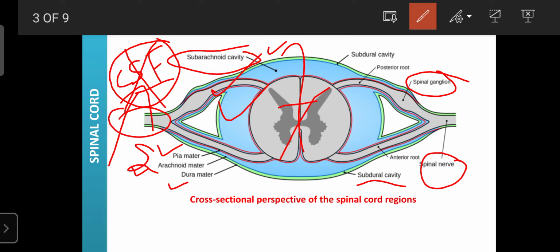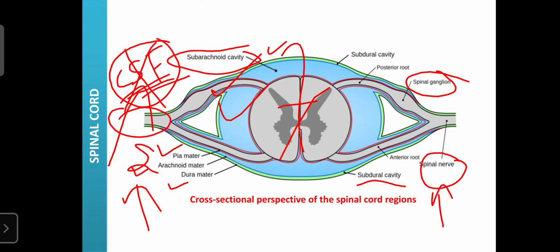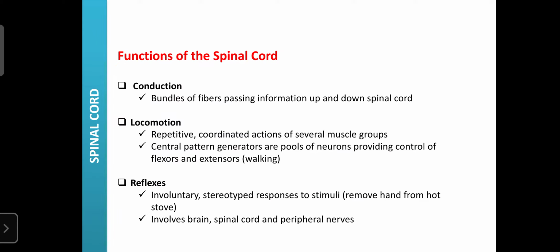So this is the cross-sectional overview of the spinal cord. It is also like the cerebral hemisphere. It also consists of three layers, the dura mater, arachnoid mater as well as the pia mater, and it also has the subarachnoid cavity, which is filled with cerebrospinal fluid at both ends. It allows the arising of the spinal nerves on both sides, both ascending as well as descending.